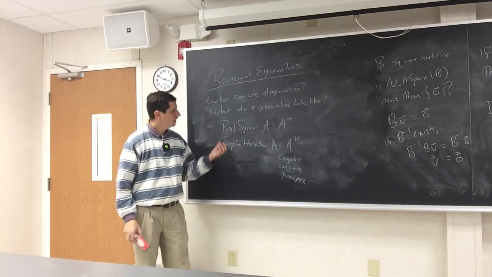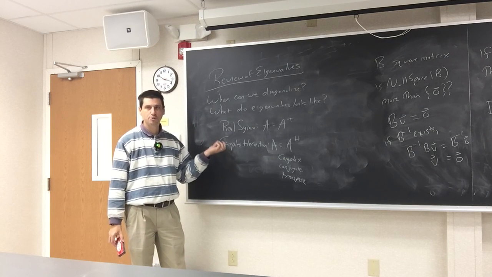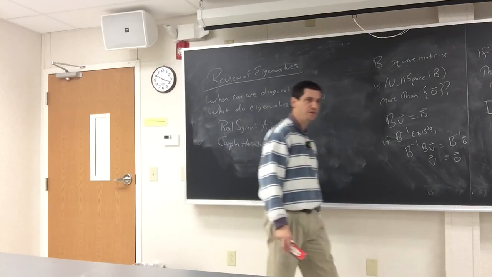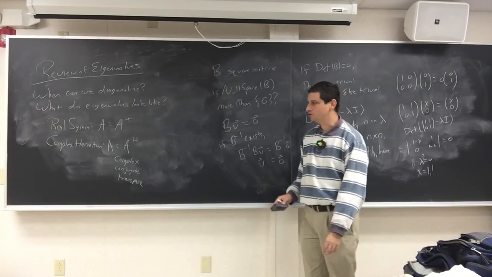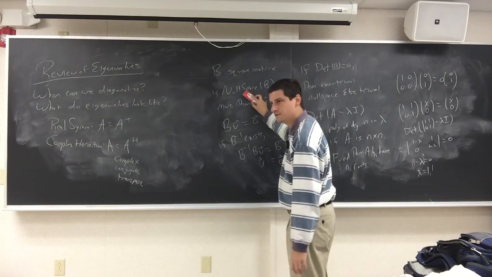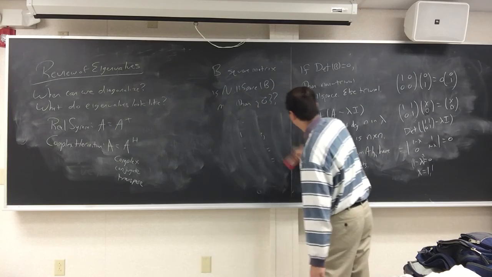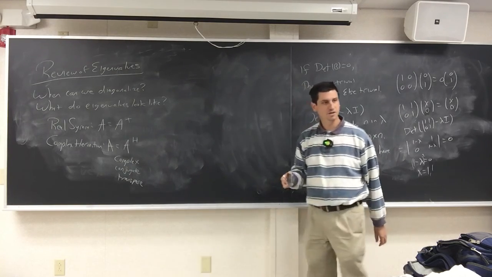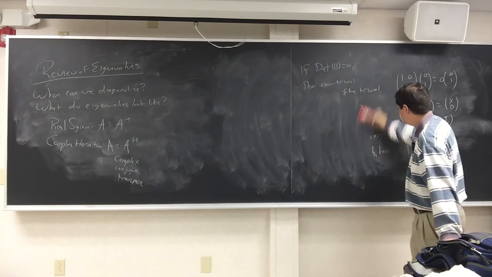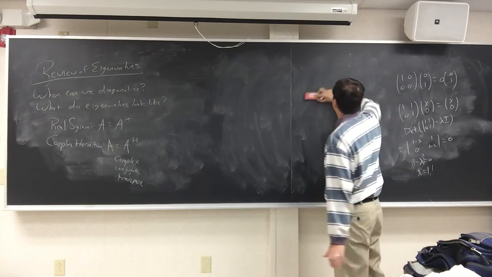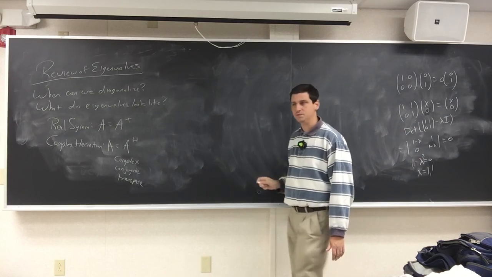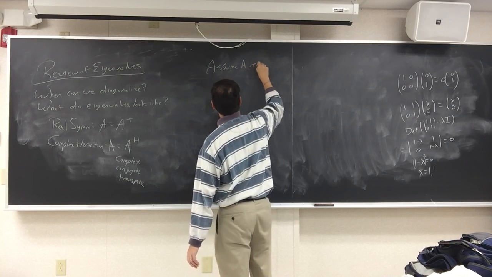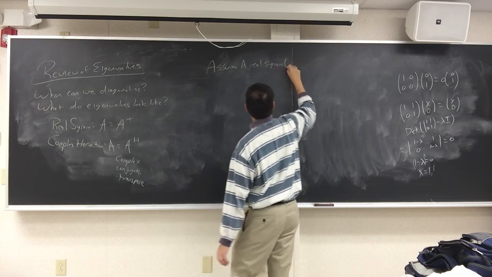So let's look at real symmetric matrices and see what we can say about their eigenvalues. In your linear algebra class, did you prove anything about eigenvalues of real symmetric or complex Hermitian matrices? Right. Okay. So it turns out matrices of these forms have incredibly nice properties. So assume A is real symmetric.